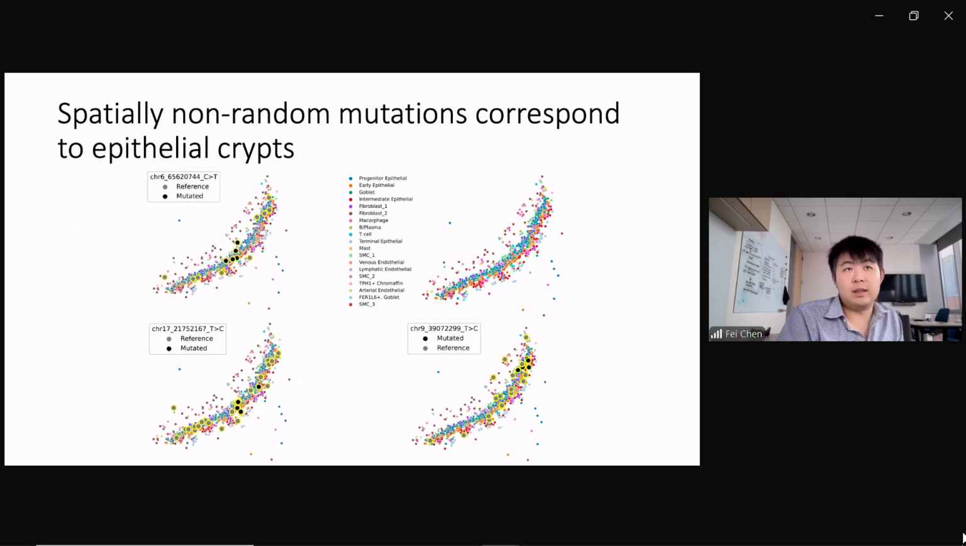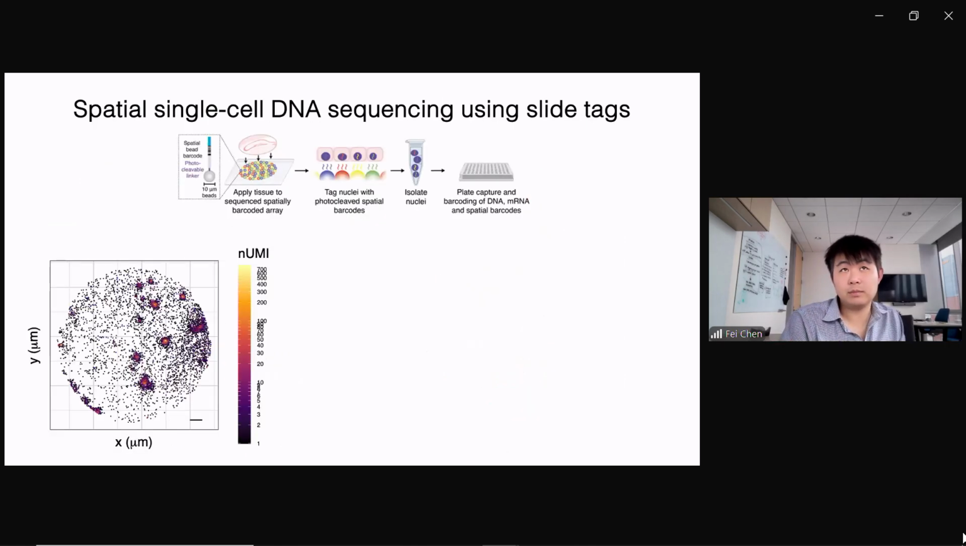And with the right computation, I think we have the hope of actually re-aggregating across types of cells and spatially localized cells to get local lineage information, which is pretty cool.